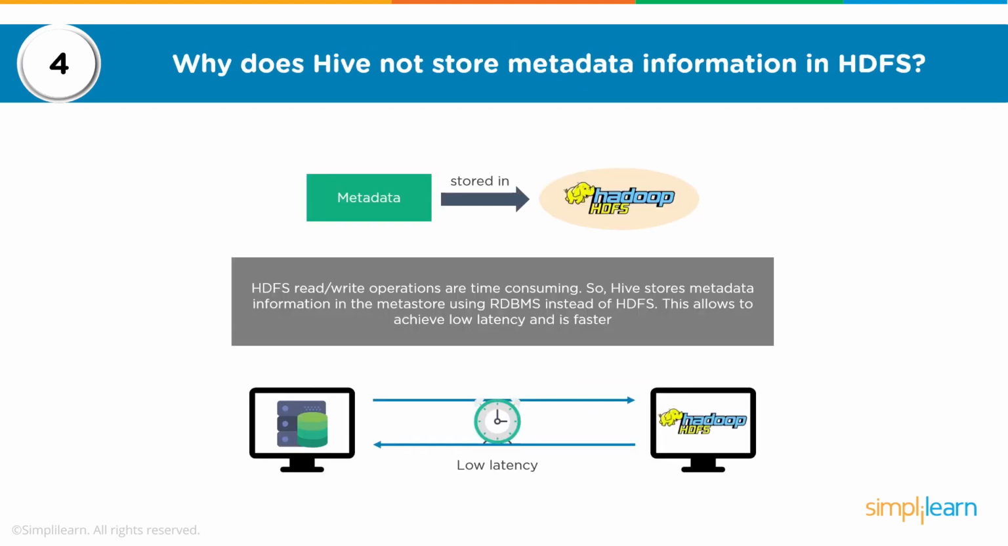Now, why does Hive not store metadata information in HDFS, if somebody asks you? We know that Hive's data is stored in HDFS, the Hadoop Distributed File System. However, the metadata is either stored locally, and that mode of Hive would be called embedded mode, or you could have Hive's metadata stored in an RDBMS so that multiple clients can initiate a connection. This metadata, which is very important for Hive, would not be stored in HDFS. We already know that HDFS read and write operations are time consuming. It is a distributed file system and it can accommodate a huge amount of data. So Hive stores metadata information in the metastore using an RDBMS instead of HDFS. This allows it to achieve low latency and faster data access.